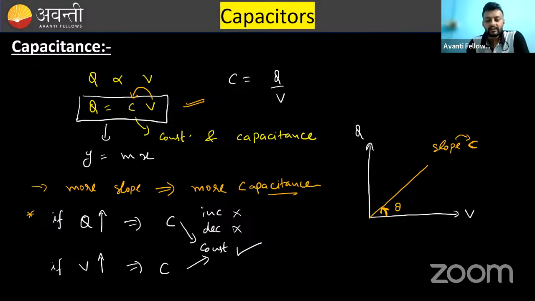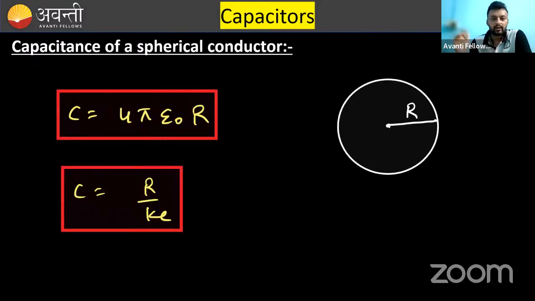Moving further. Now there comes a conductor. Capacitance of a spherical conductor, mark my word, this is only a spherical conductor. There is a single conductor. And what will be its capacitance? Its capacitance is 4 pi epsilon naught R, where R is the radius of the conductor.